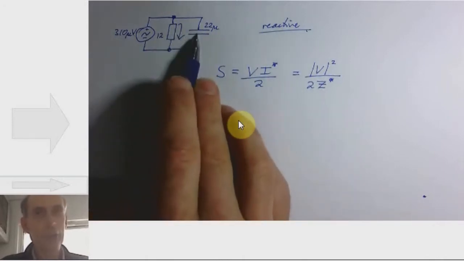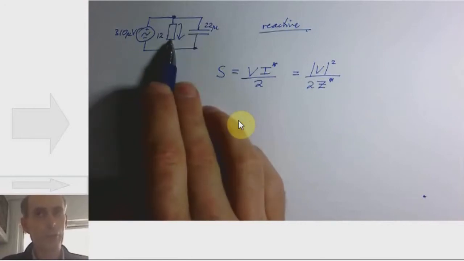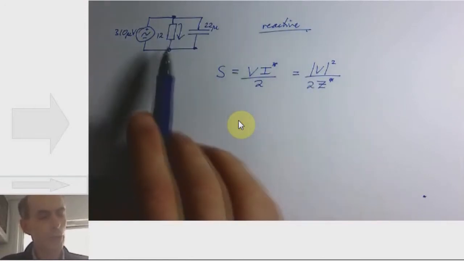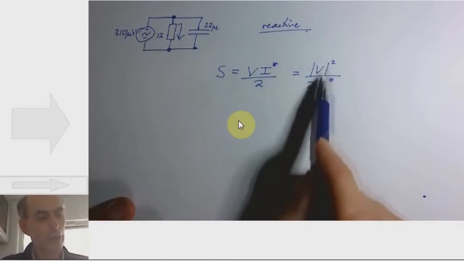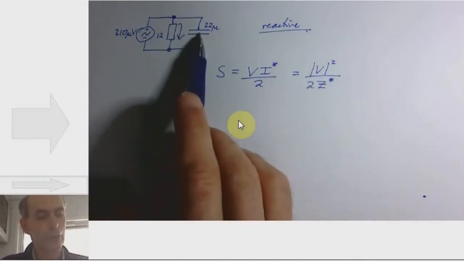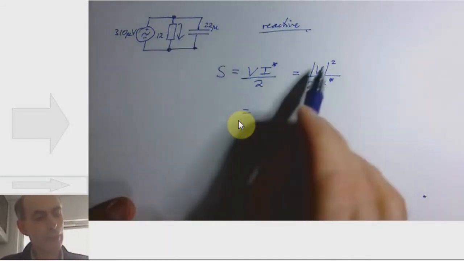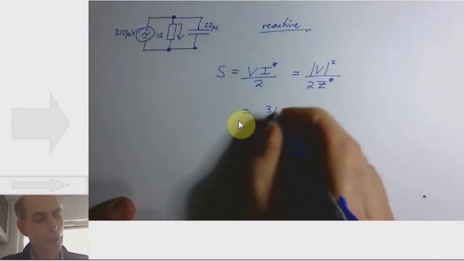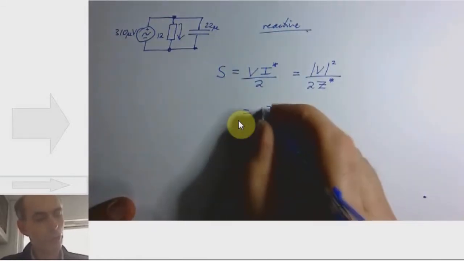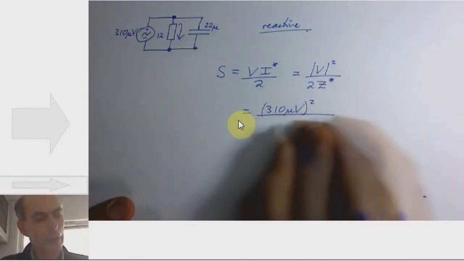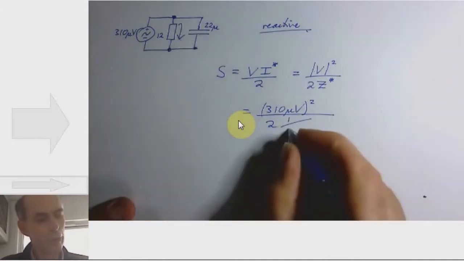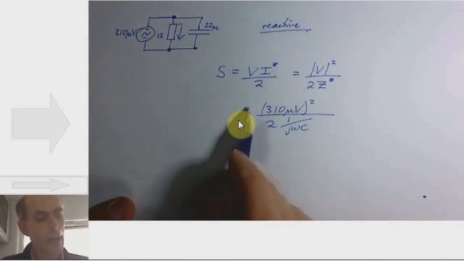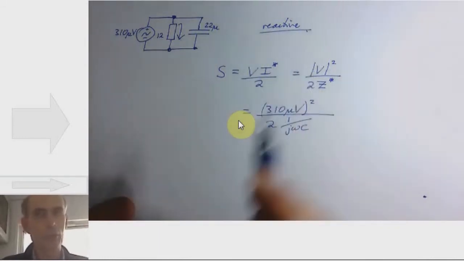The capacitor is going to give me an imaginary impedance. The resistor is not. So, I could work out the complex power in the resistor. That would just be V squared divided by 2 times 12, but that's real. I could work out the imaginary part in the capacitor, and that would be the magnitude of V squared, so 310 microvolts squared, divided by 2 times the complex impedance of the capacitor, which is 1 over j omega C. And that is going to be imaginary. So that's the power that I want.